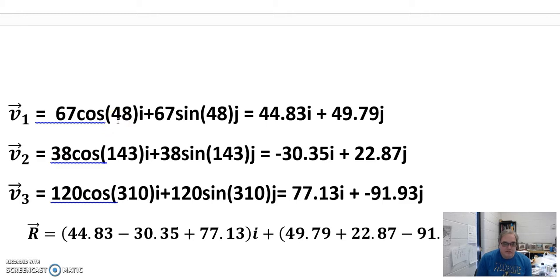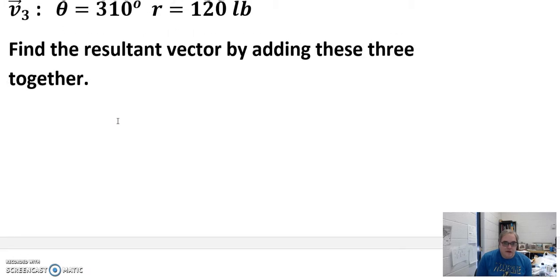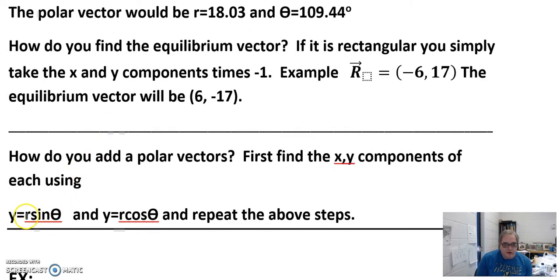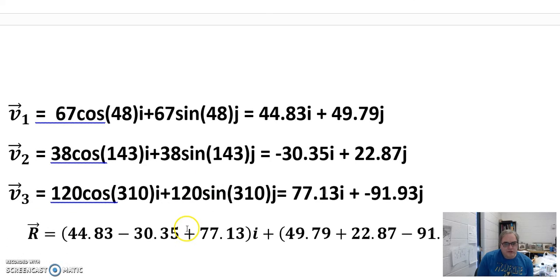Now you might want to pause it for a second and scroll back up to these formulas right here. Y is equal to r sine theta. And this should be x, that fixed right now, is equal to r cosine theta. So when I come down here to the formula, I'm taking r times cosine. That's going to give me my x, and that's why I'm writing it in i component notation. 67 sine 48 is going to give me the y, and that's why I'm writing it in j.